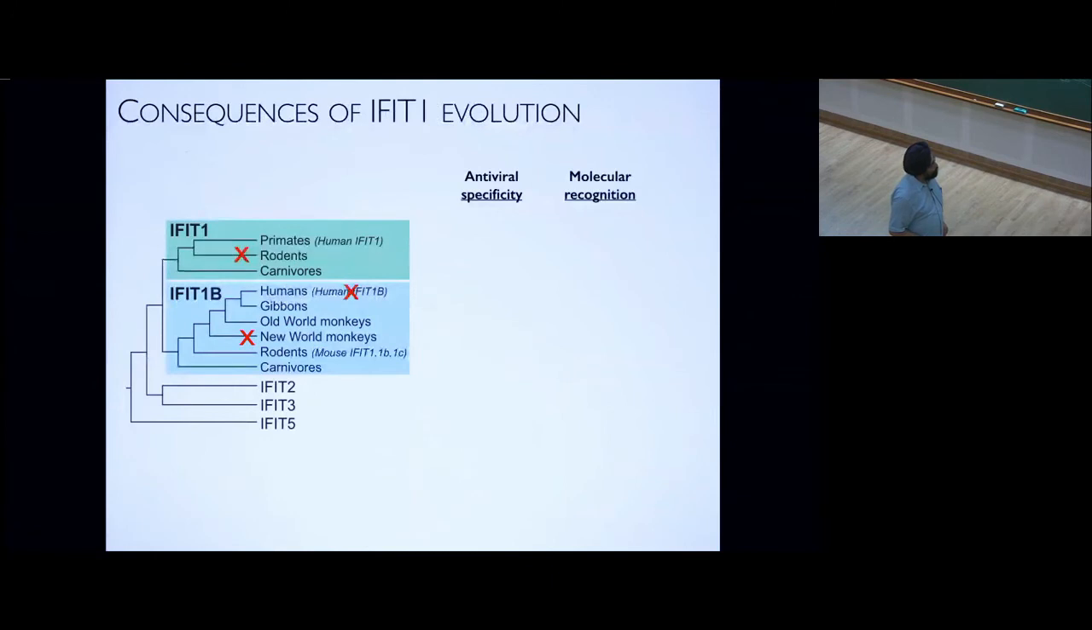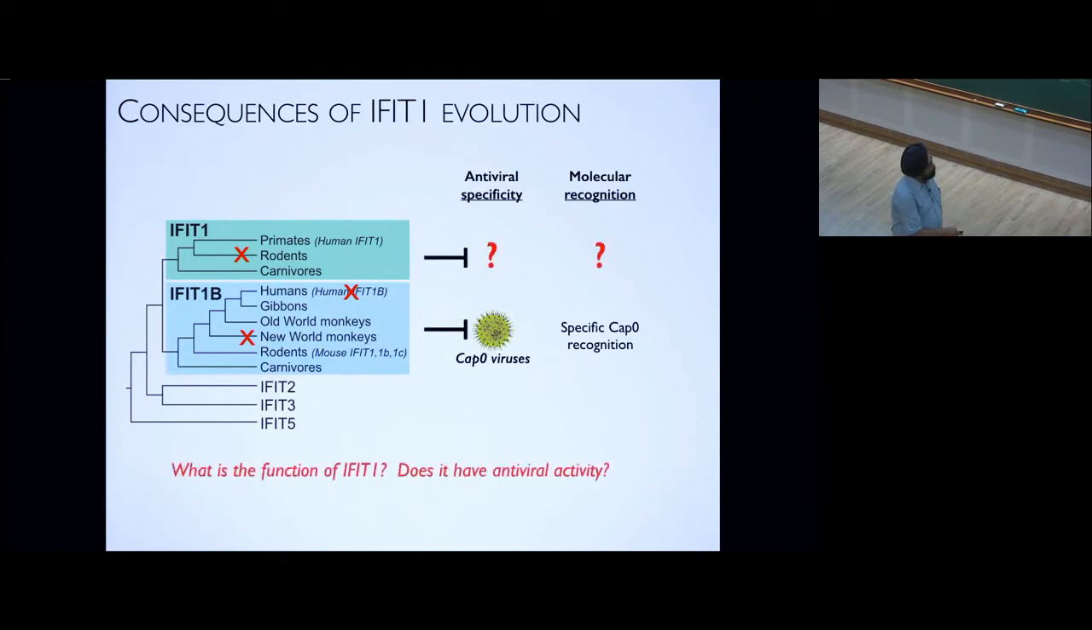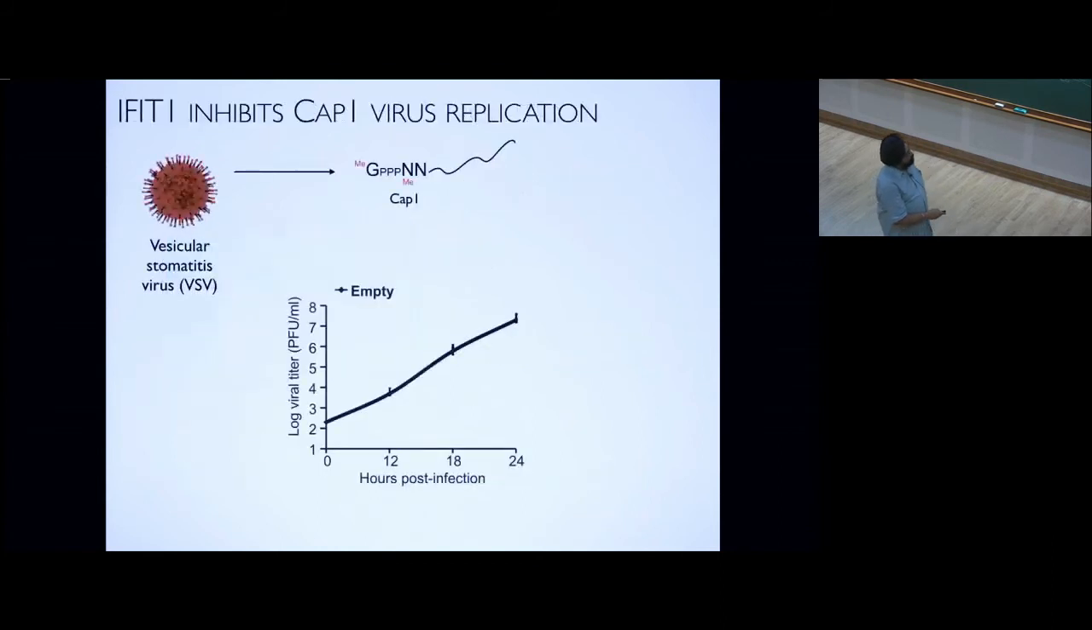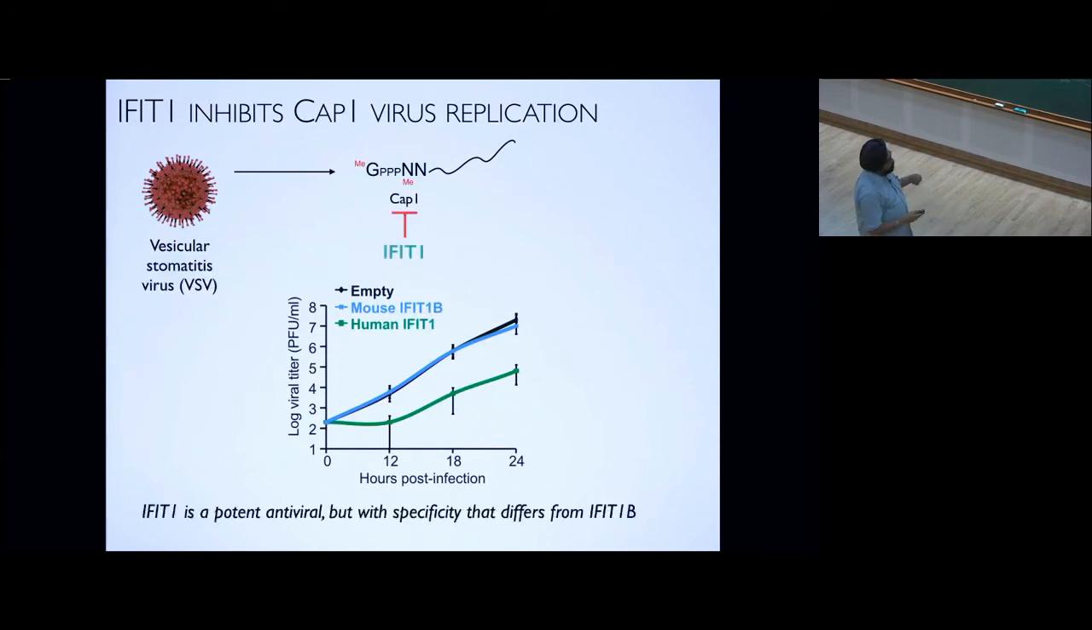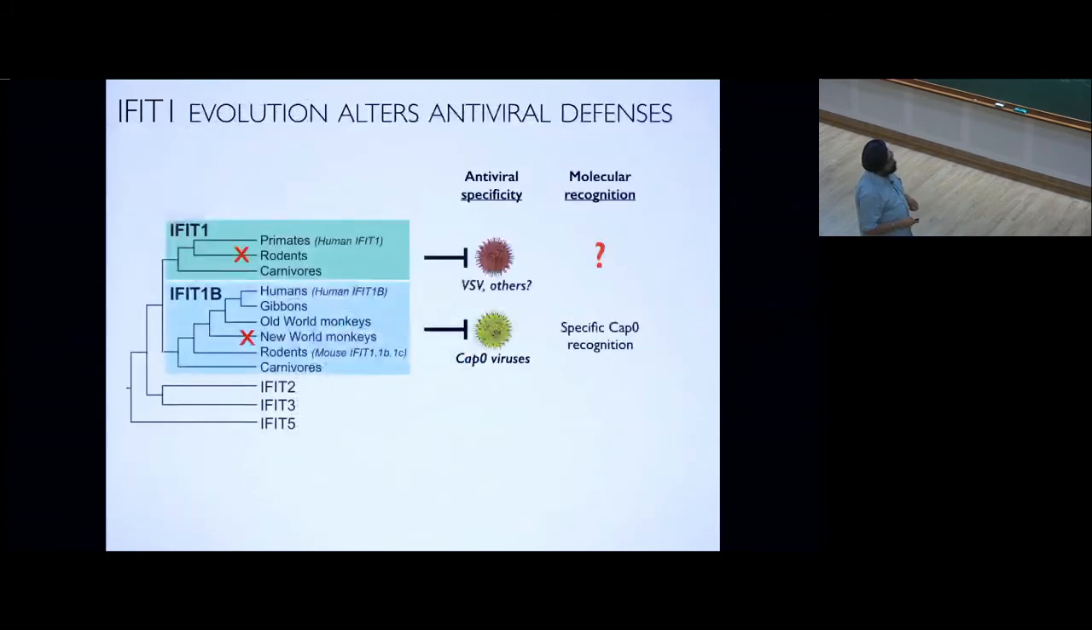So we've got this very bizarre scenario of a Lego block-like distribution of IFIT genes, some of which restrict CAP0 viruses, and others that restrict other viruses. We've actually figured out that the other viruses are VSV-like, which are only restricted by IFIT1, but not by IFIT1B. And that reinforces the idea that evolution is really important to pay attention to when you're doing these kinds of cross-species comparisons.